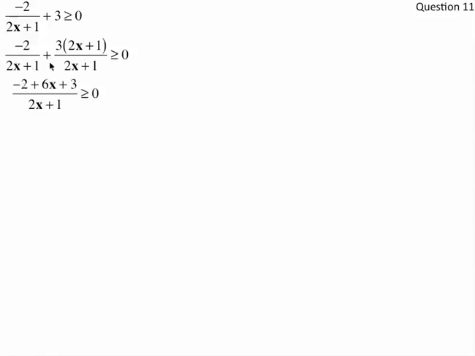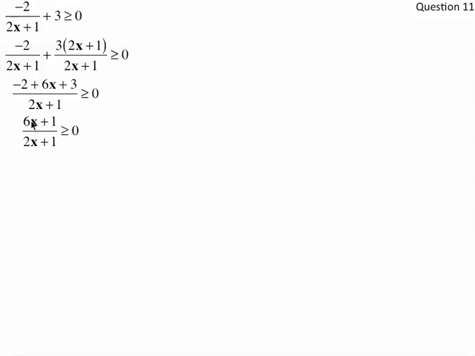That gives me negative 2, and then the 3 multiplies the 2x plus 1, giving us 6x plus 3. So I have negative 2 plus 6x plus 3 on the numerator, and in the denominator I have the common denominator, which is 2x plus 1. I'm going to simplify the top by adding the negative 2 and the 3, and that gives us (6x plus 1) divided by (2x plus 1) is greater than or equal to 0. Here's our nice rational expression.